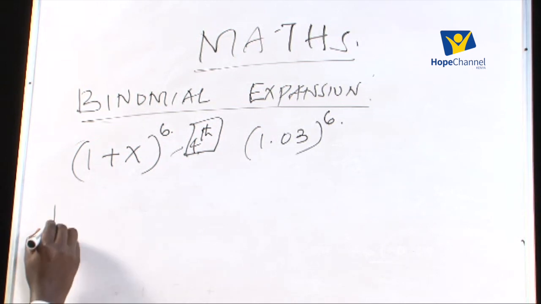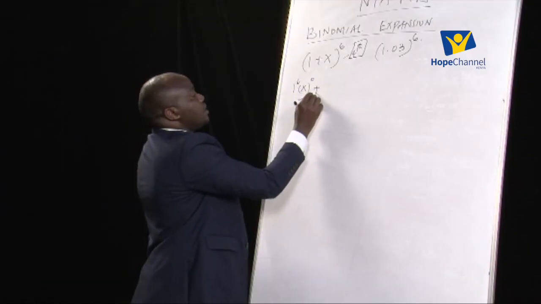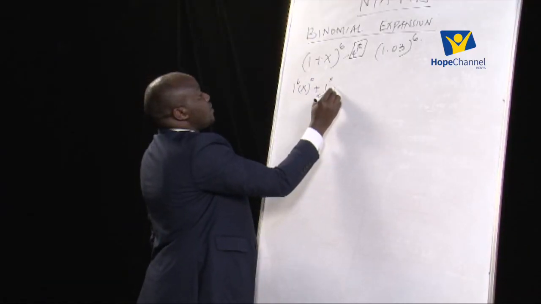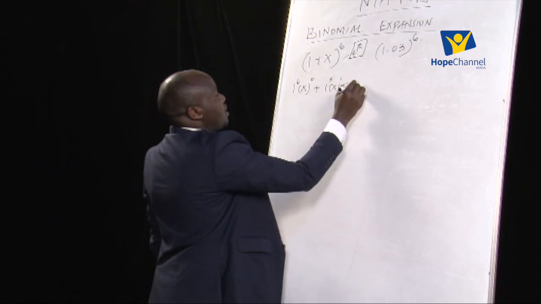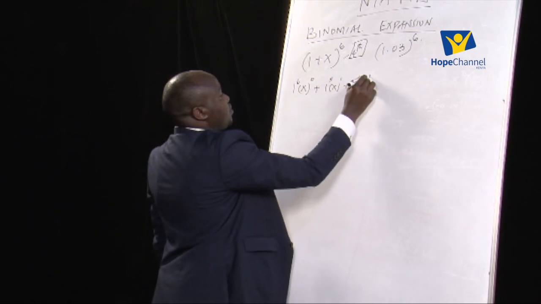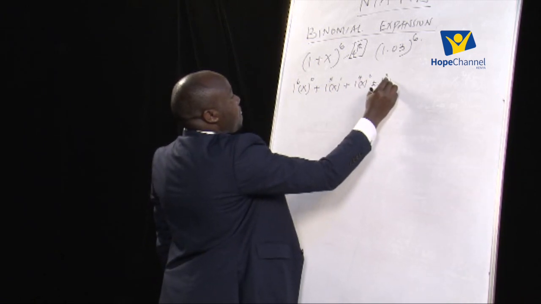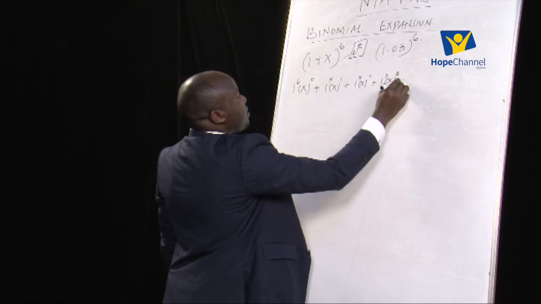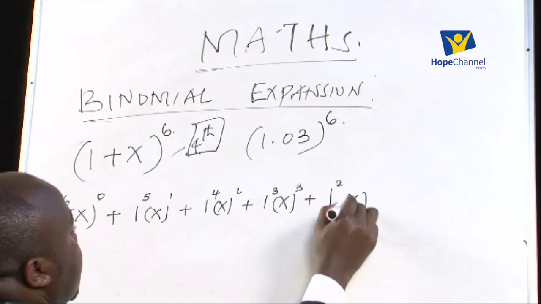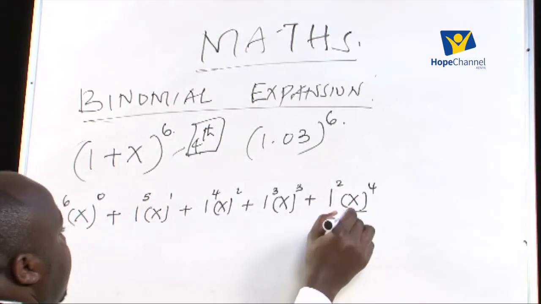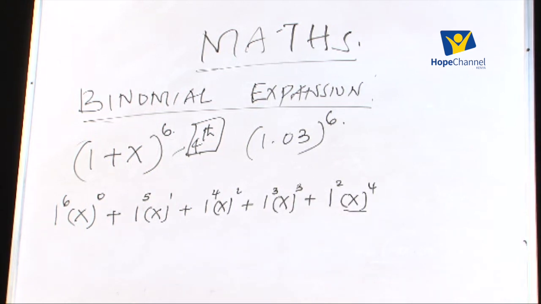So I'm going to have 1 raised to power 6, x raised to power 0, plus 1 raised to power 5, x power 1, plus 1 raised to power 4, x power 2, plus 1 raised to power 3, x power 3, plus 1 raised to power 2, x power 4. This is the 4th term, where x is raised to power 4. We can leave it at that point, according to the question.